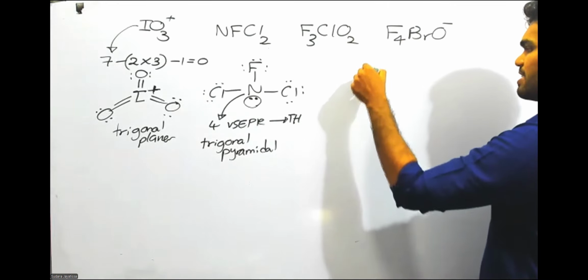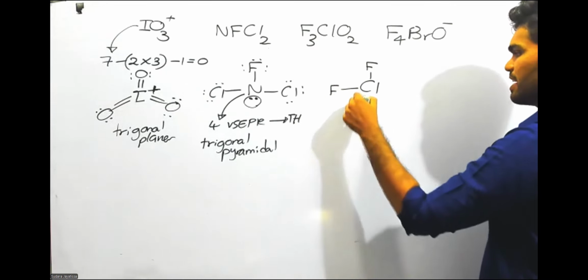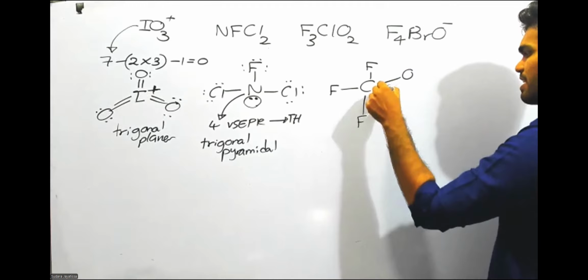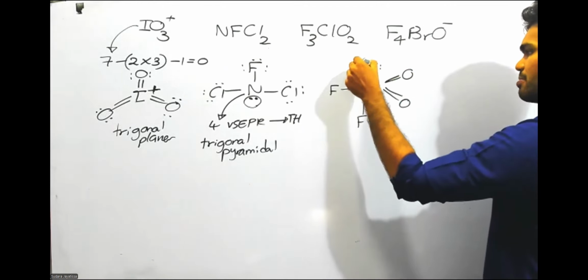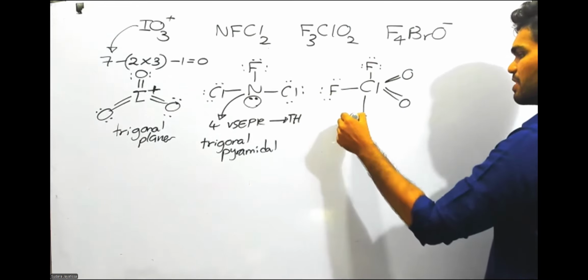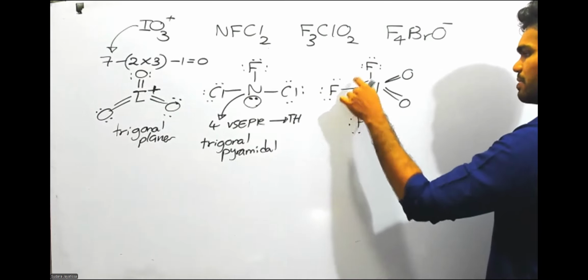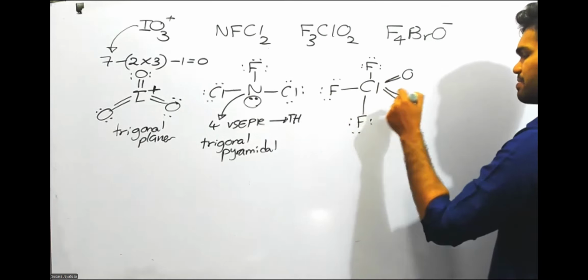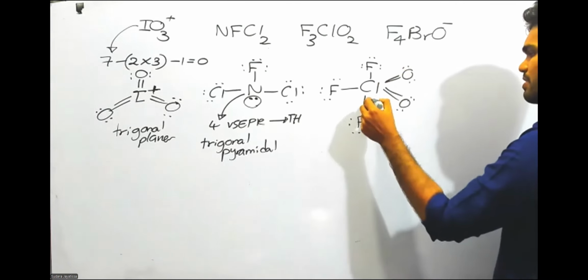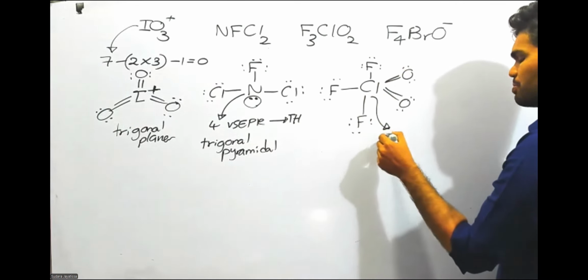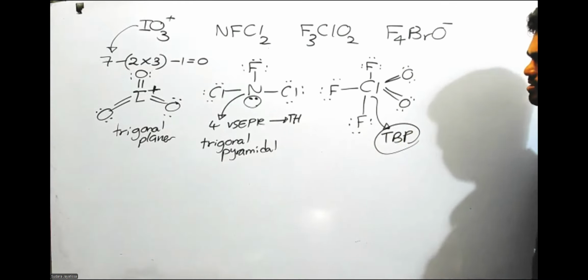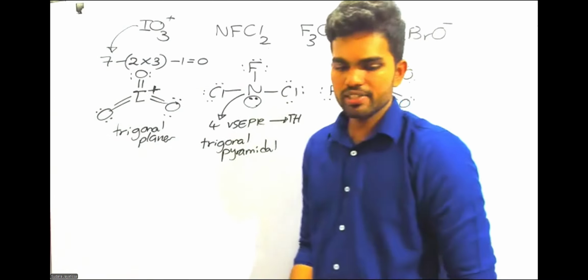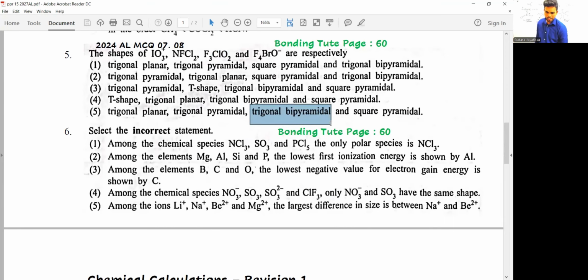So chlorine is the central atom. You have 3 fluorine atoms and 2 oxygen atoms. Oxygen is making double bonds, fluorine is making single bonds. So now if you check the electrons around chlorine, 1, 2, 3, 4, 5, 6, 7. So no lone pairs on chlorine. Therefore the electron pair geometry and shape is trigonal bipyramidal. Understood? So what is your answer? Yeah, trigonal bipyramidal. Answer is answer 5.